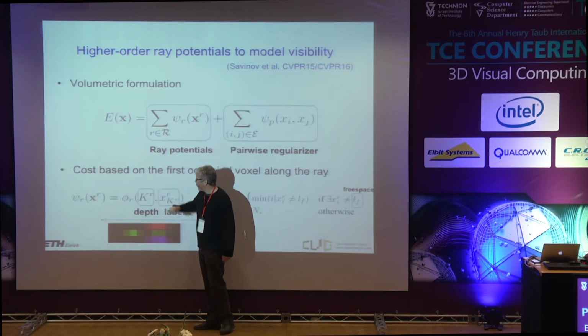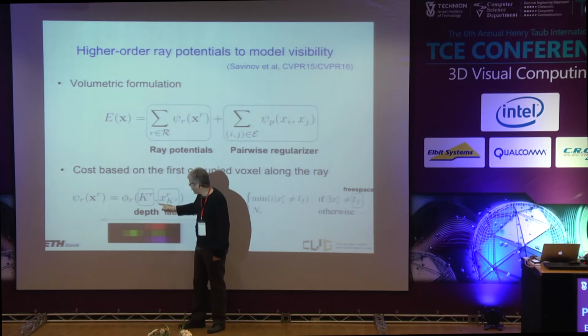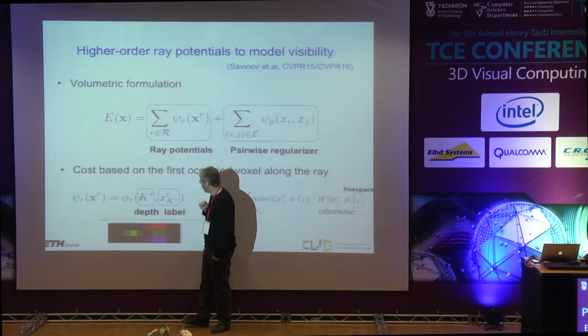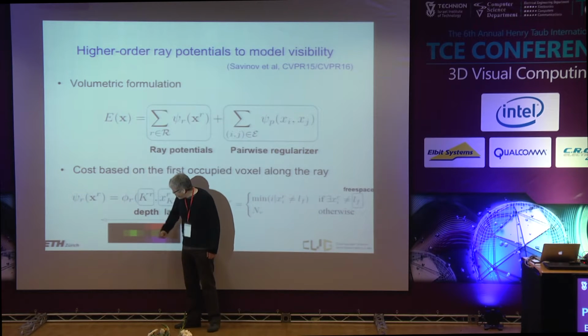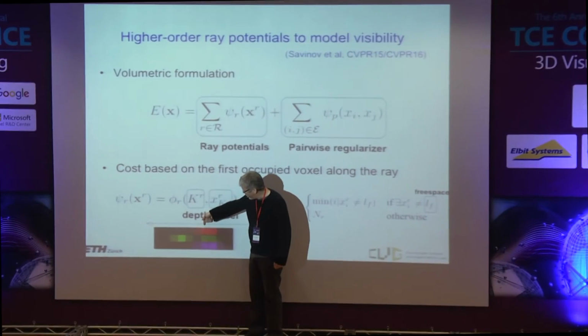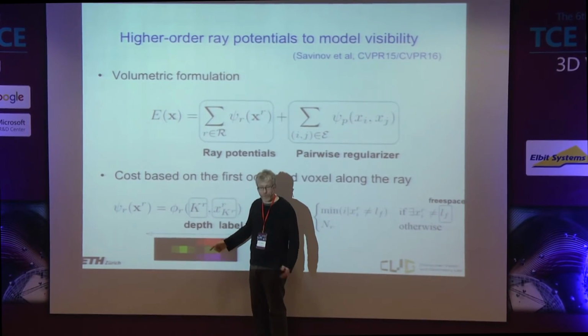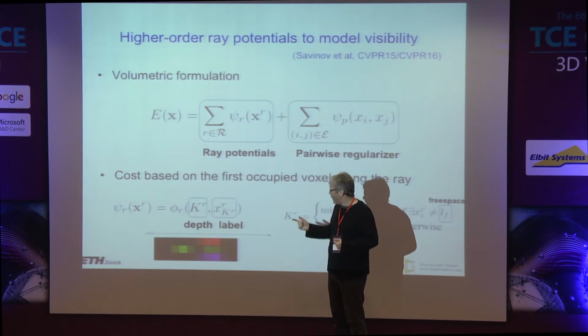Essentially, our high-order potential for a ray becomes a potential that says the viewing ray has both a depth and a class label, and in the most generic form, we would have a potential that looks like this, which has, depending on which depth we select and which label, a certain cost to this hypothesis.